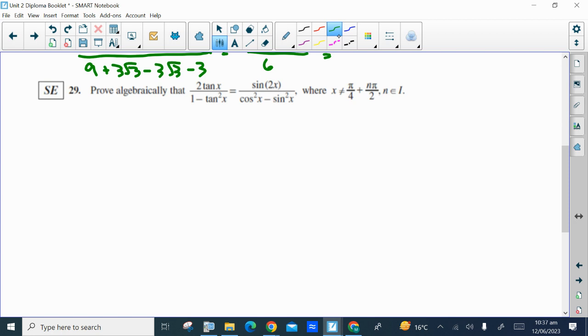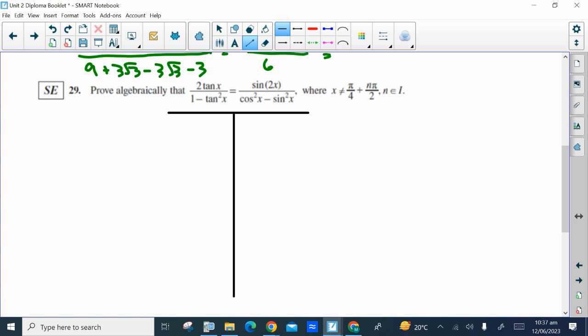All right. Number 29, again, we're asked to prove this trig identity. So, in this case, we're probably going to have to work down both sides. Looking at the right side, and it's actually not as bad as it looks, but looking at the right side, cos squared x minus sine squared x on the bottom there.